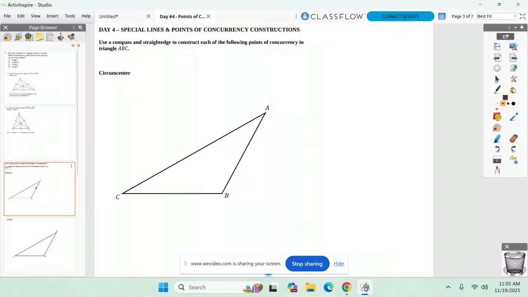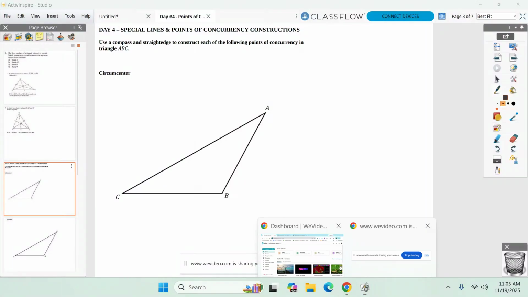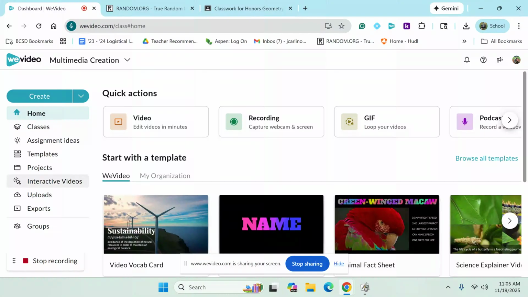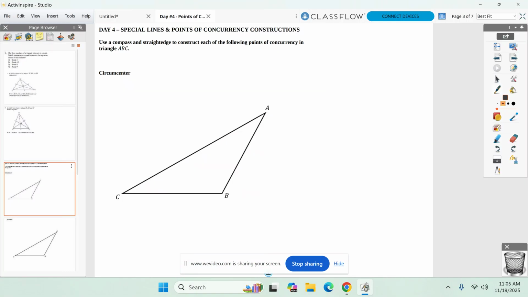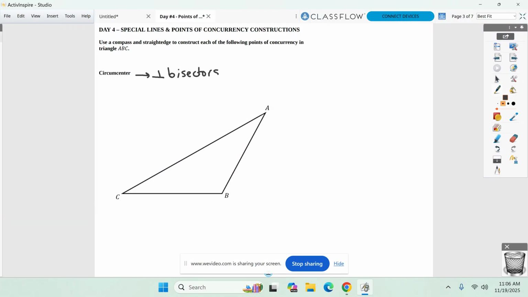Anything coming to mind when you hear the word circumcenter? Because I want to write it down. And then we'll talk about how to use the compass. All right, so circumcenter. Max, what's coming to mind when you hear circumcenter? The point where all perpendicular bisectors. I love it. Perpendicular bisectors meet. Okay, we'll start there. Perpendicular bisectors meet.